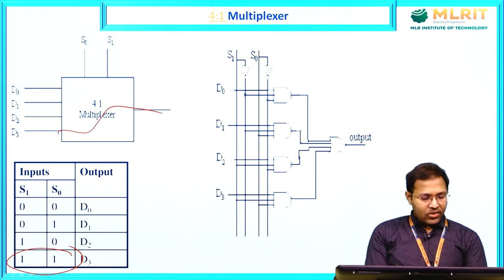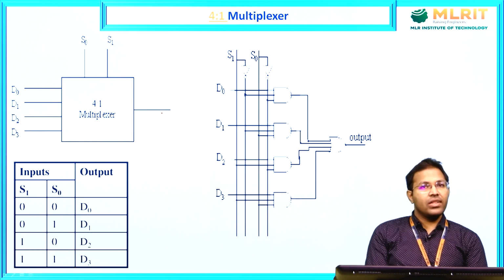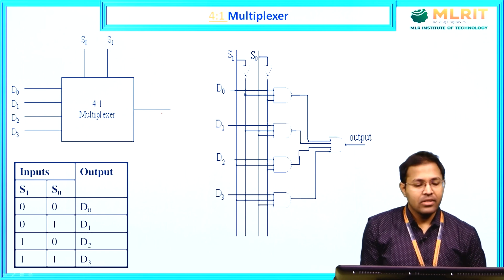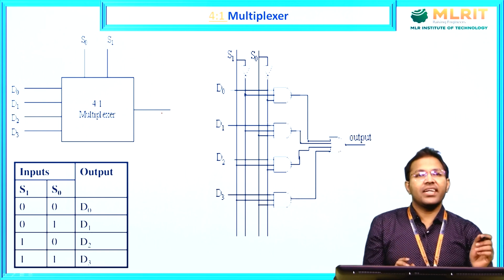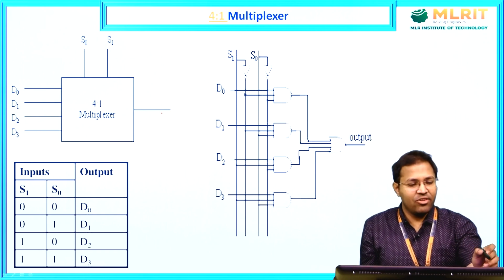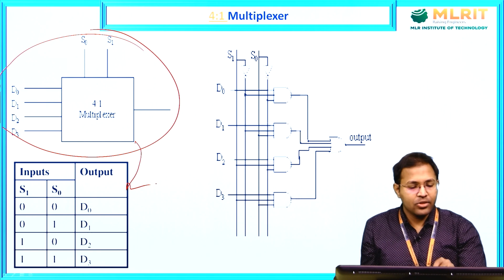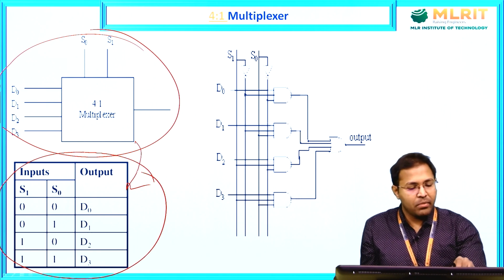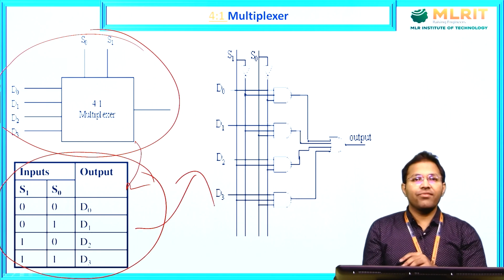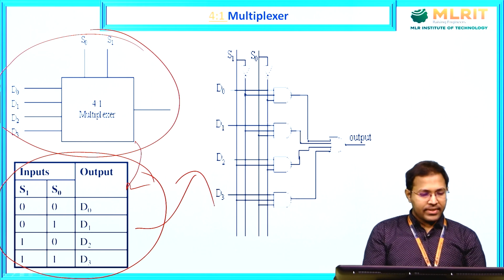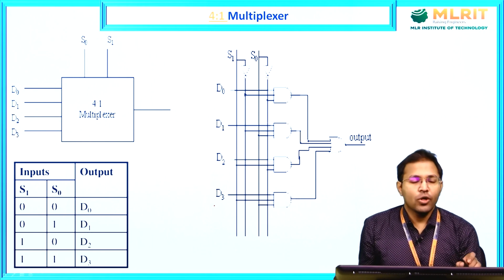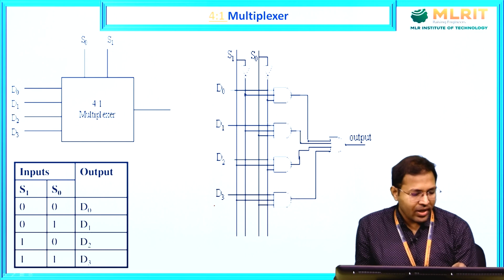Now we need to draw the circuit diagram based on this. The concept is very similar to that of a 2 by 1 mux. What did we do for a 2 by 1 mux? We took the circuit symbol, from the circuit symbol the truth table, and from the truth table the circuit diagram. We are going to follow the same process here. So how can we get the expression for output?